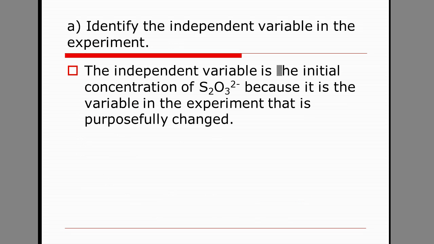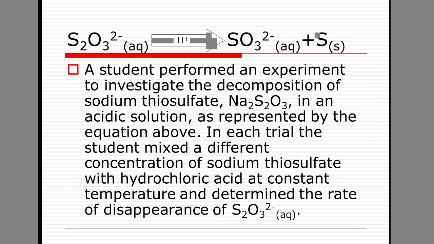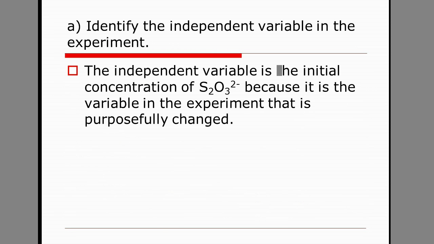The first question asks, identify the independent variable in the experiment. If you look back at what you're given, the problem clearly states, in each trial, the student mixed a different concentration of sodium thiosulfate. So, the answer would be, the independent variable is the initial concentration of thiosulfate because it is the variable in the experiment that is purposefully changed.